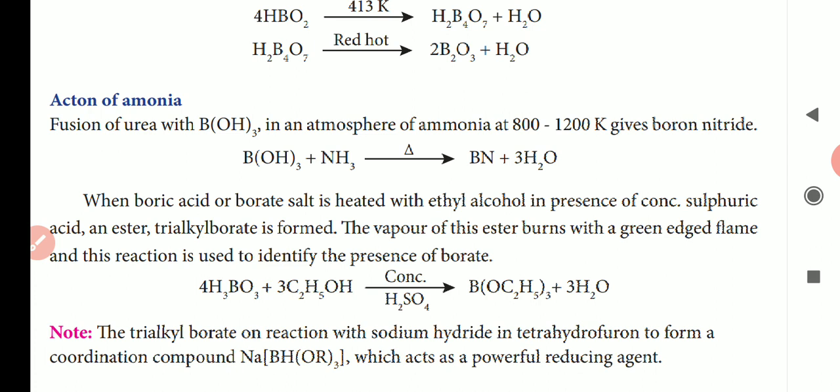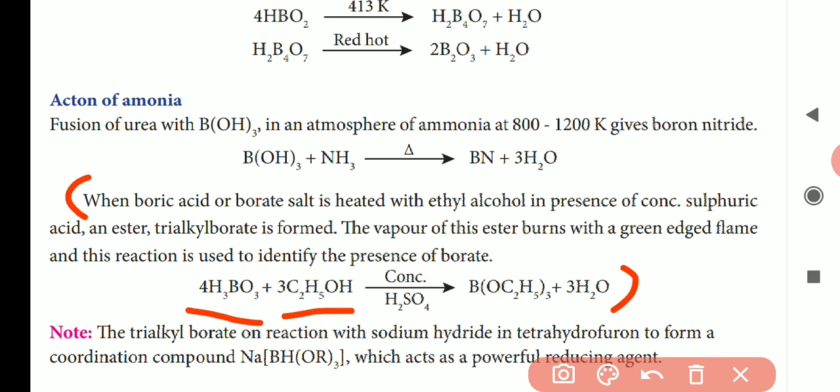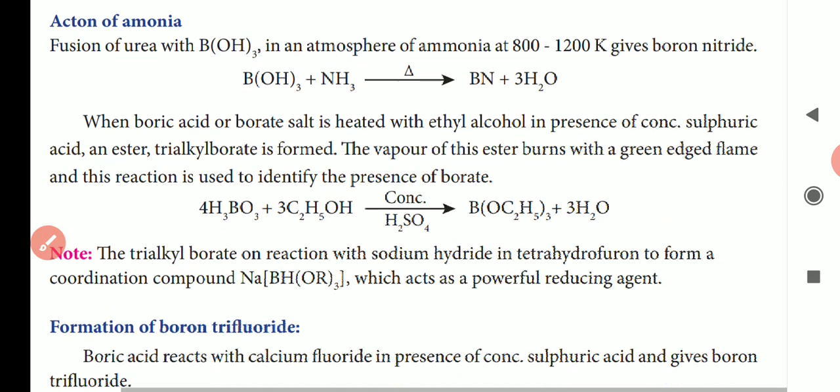There is another test for borates. How can borates be detected? It is a very important 3-mark question. What is the test for borates? Listen here: boric acid is treated with ethanol in the presence of concentrated sulfuric acid and produces a trialkyl borate, which is an ester. It burns with a green-edged flame. This is one of the tests for borates.